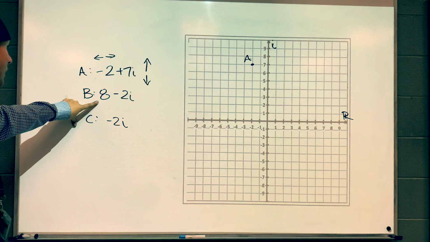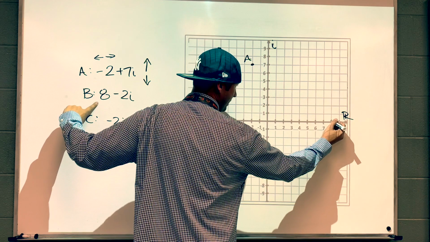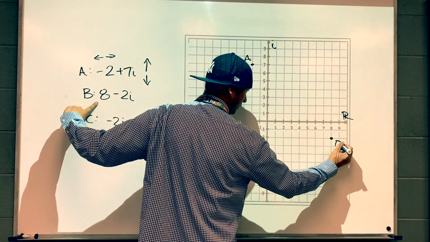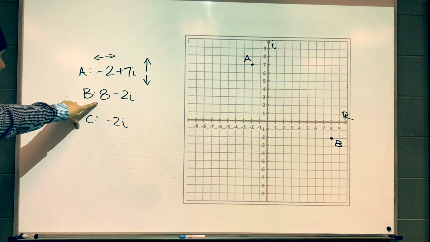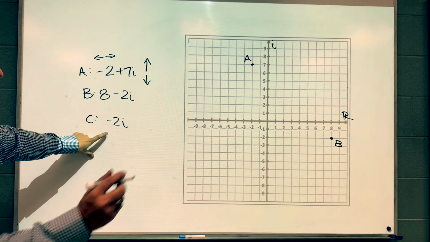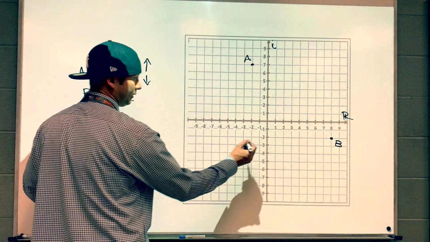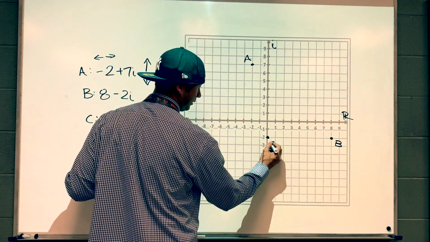B, right 8, down 2. So right 8, down 2. That's B. Then lastly, C. There's no real part, so I'm not going to go left or right. But I'm going to go down 2, because this is negative. So that's C.